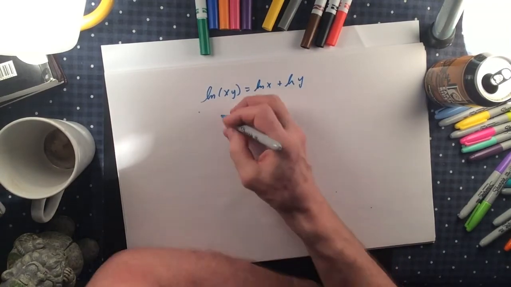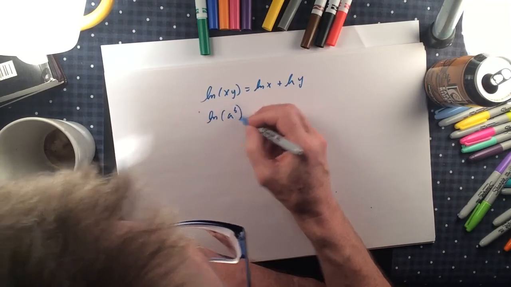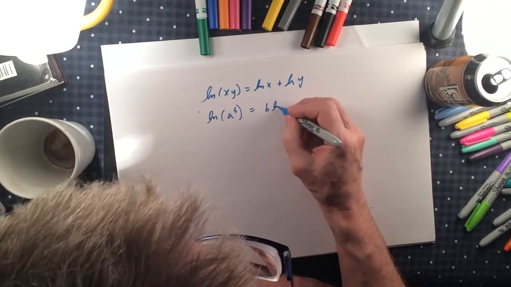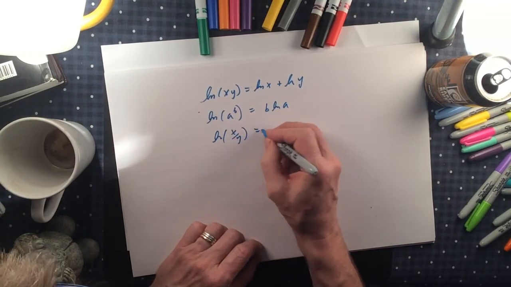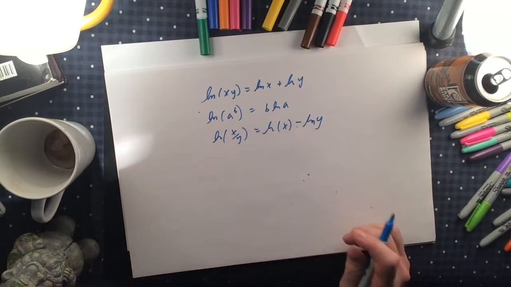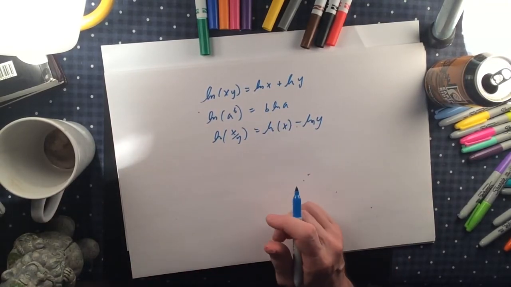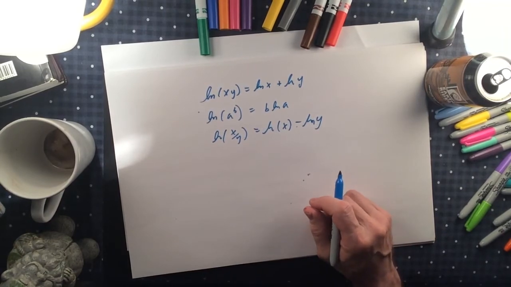Could that work? And how about this one? The ln of a to the b should be b ln of a. And the ln of x over y should be ln of x minus ln of y. We have all these neat properties. It'd be kind of nice if these actually were properties that worked in the complex plane.